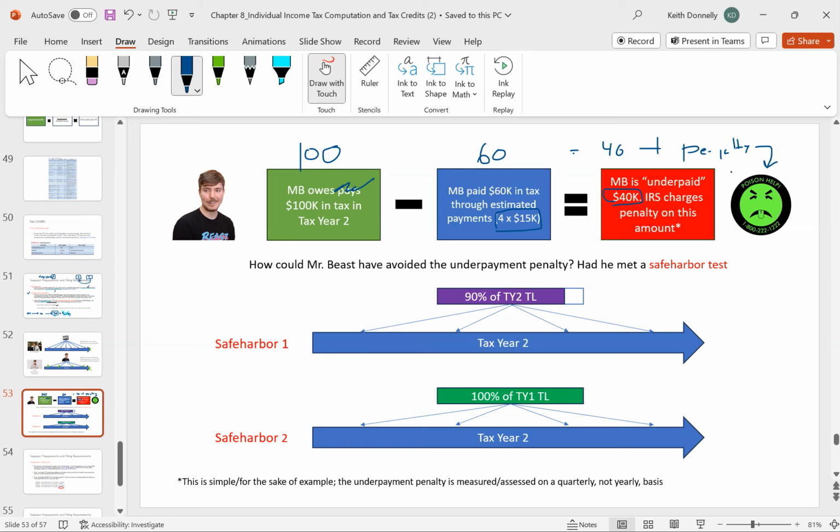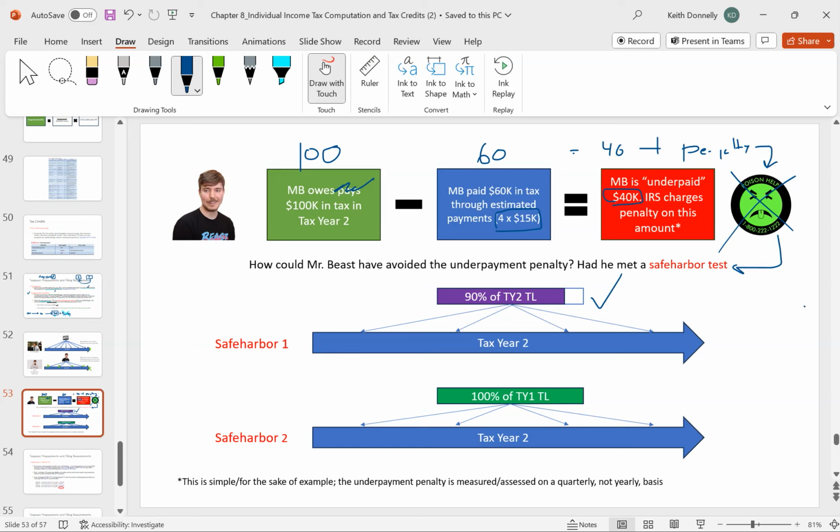However, we can avoid the penalty. We can get rid of Mr. Yucko if we meet one of these safe harbor tests. And the idea with this is if during the year you put 90% of the current year tax liability in the system, you're not going to owe a penalty.